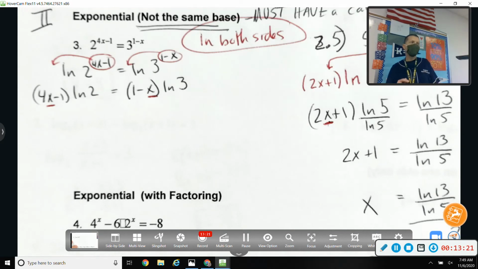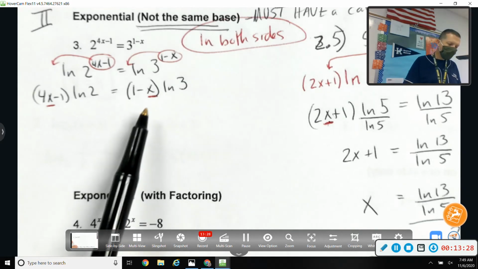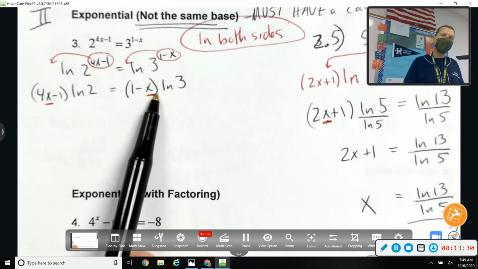This one's harder than the last one because the last one only had one x in it, so I could move things around and start to get the x by itself. Here I got x's on both sides.